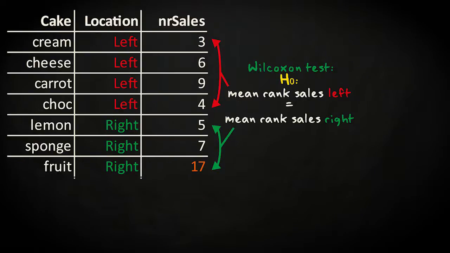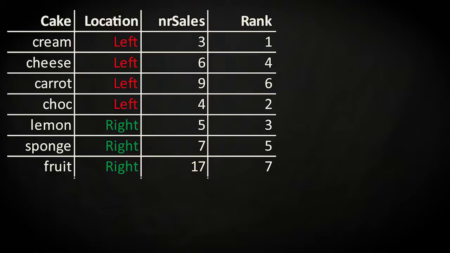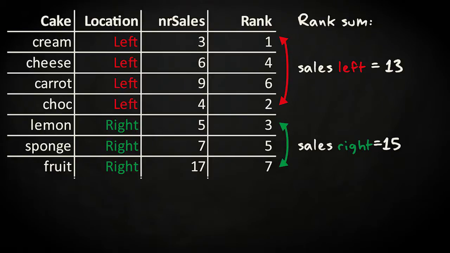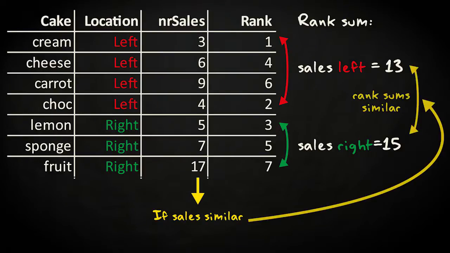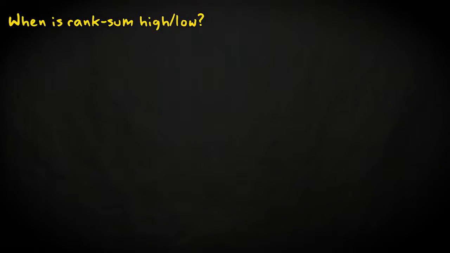left and right. To conduct this test, the first step is to combine the values for the 2 groups and rank them. If you have ties, you give each of the cases an average rank. Next, the ranks for the cakes at the left are summed, as are the ranks for the cakes at the right. Now, if the sales of the cakes at the 2 sides would be similar, the 2 rank sums would be similar. So how would you decide whether the value you found for the rank sum in one group would be unlikely given the null hypothesis?